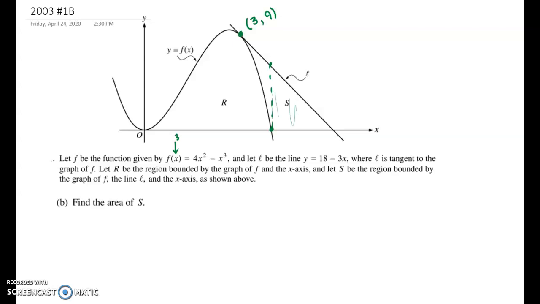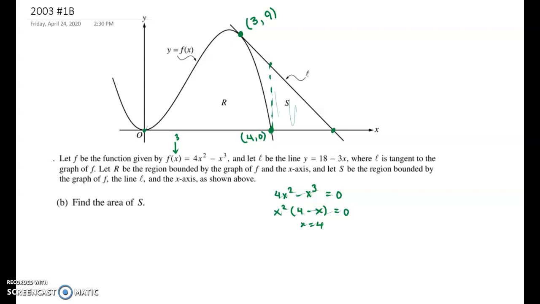So I need to figure out what the x-coordinate is here. That's when my function 4x squared minus x cubed is equal to 0. If I factor that, I get x squared times (4 minus x). So that would be at x equals 0, which is this point. I don't want that. But also x equals 4, and that's the one I'm looking for. So this point right here is (4, 0).